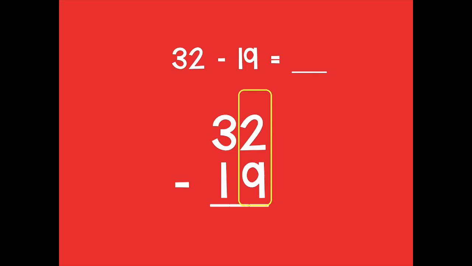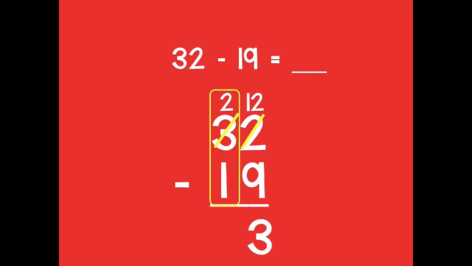All right, so again, I'm going to start in my ones place. 2 minus 9, I cannot do that. So I'm going to go to my tens place and decompose one of those 10s. So now my 10s and 1s are going to change. So when I decompose one 10, I'm left with 2 of them. Then I take those 10 ones from that 10 and add it to my 2 ones, and I have 12. So 12 minus 9 equals 3. Then I move to my tens place. 2 minus 1 equals 1. So 32 minus 19 equals 13.